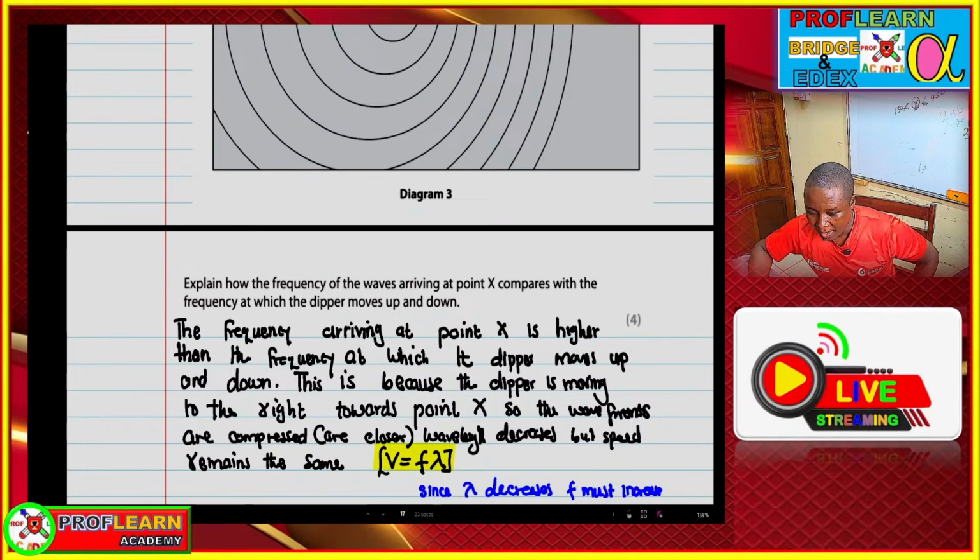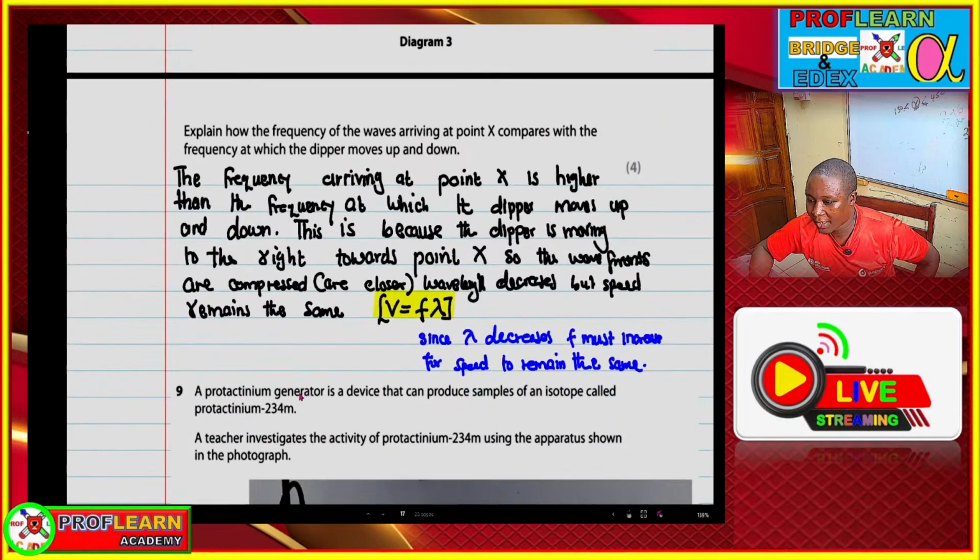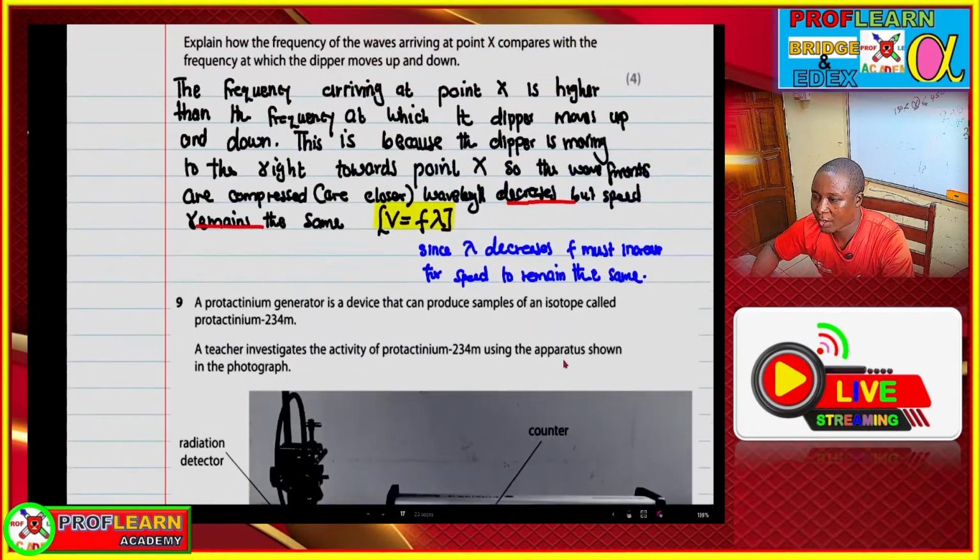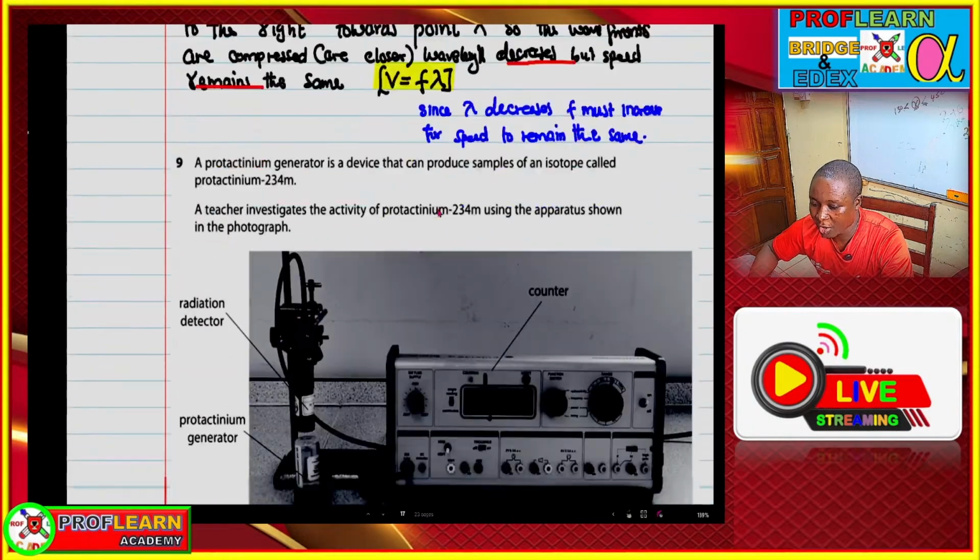So that's why I gave this explanation, and I say that the frequency arriving is higher than the frequency at point X. The frequency arriving at X is higher because the wave fronts here are very close. Wavelength is going to decrease, but speed remains the same. So since the wave equation is v = fλ, and wavelength decreases, f must increase for speed to remain the same. That is how you are supposed to respond to this question in the event you are asked.